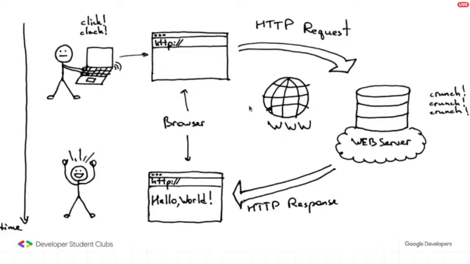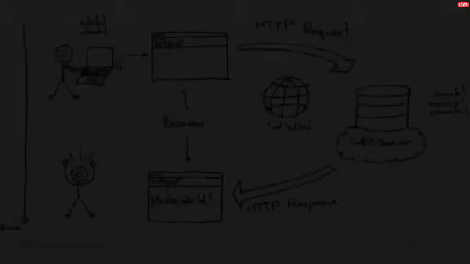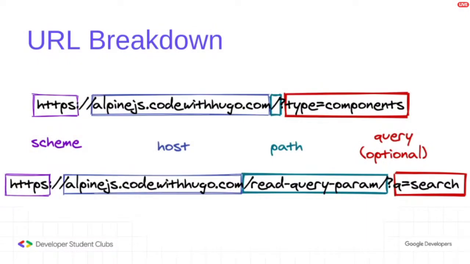Back to where we left off. So we have the client, we have the browser, we have the server. We know where the information comes from and what to do with it. So continuing with that, let us now break down the URL.